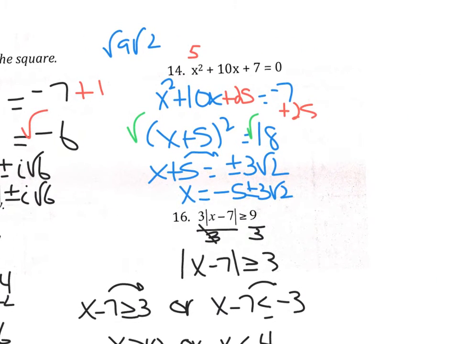Number 14. Same deal. Exact same steps. Move the 7 over. Take half the middle, which is 5. Square it. That's 25. Add this side. You get 18 over here. You can now write it in parentheses like we like.